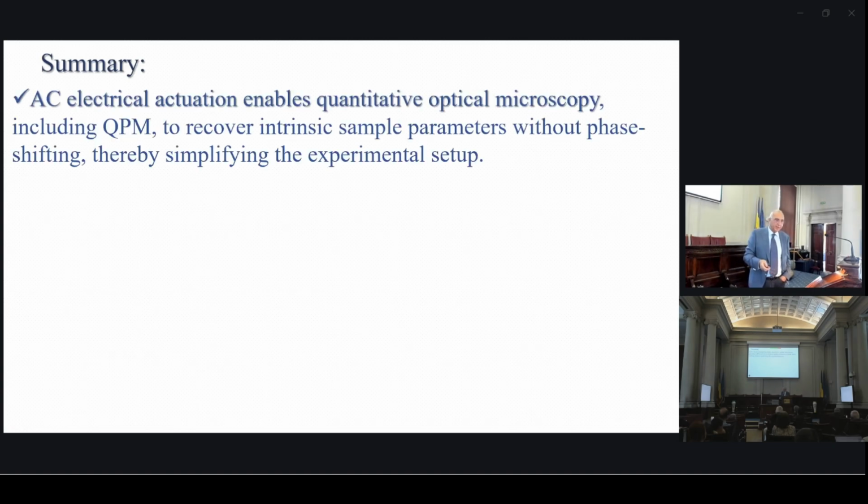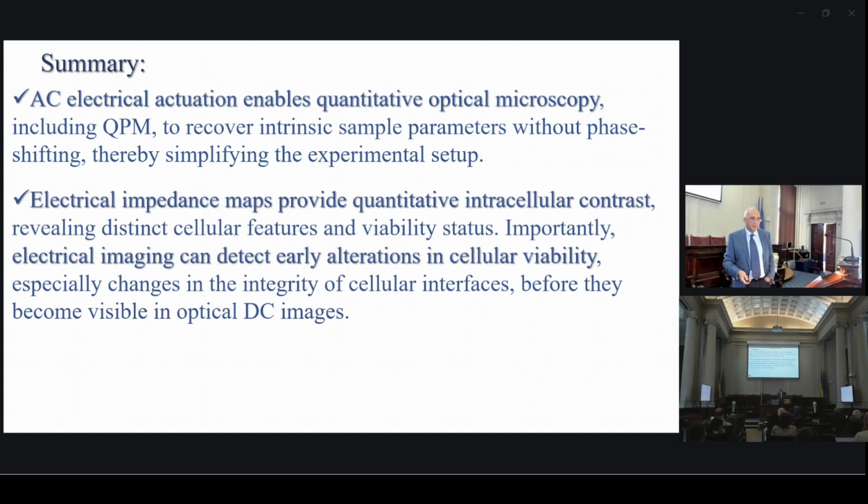Well, with this, I would like to summarize. The idea is that AC electrical actuation enables quantitative optical microscopy, similar to phase shifting for QPM, to recover intrinsic sample parameters like the optical or electrical parameters, while simplifying the experimental setup.